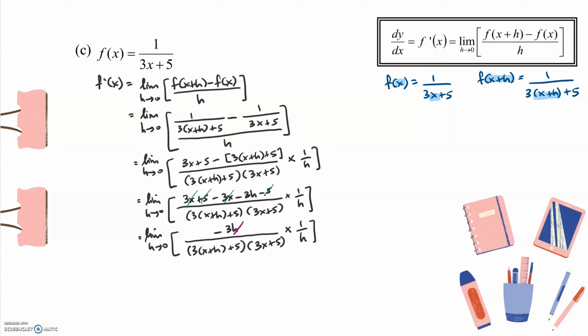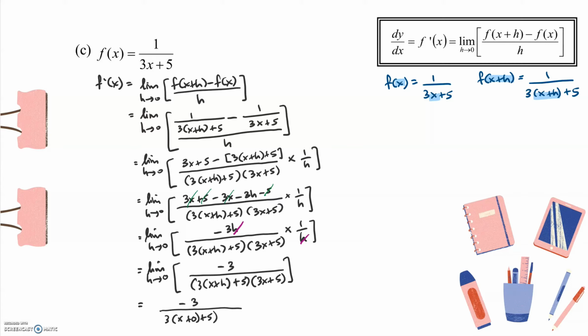We can cancel h. So we substitute h equals 0. Therefore, this will be equal to negative 3x plus 5, the whole thing squared.